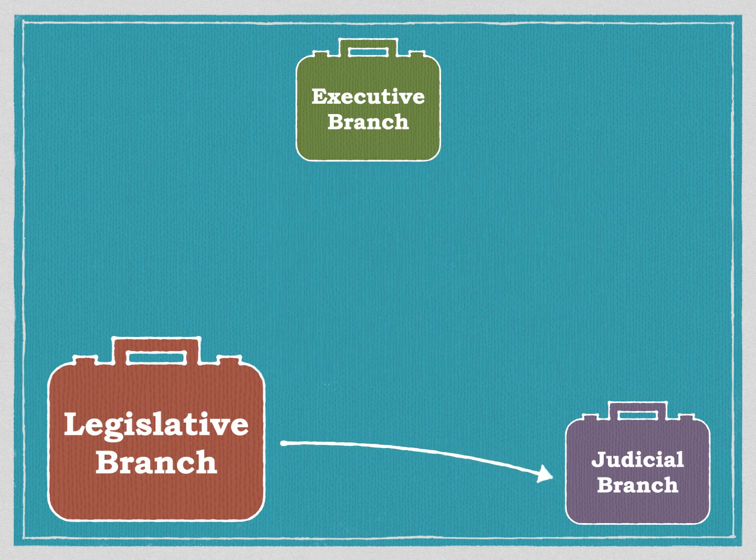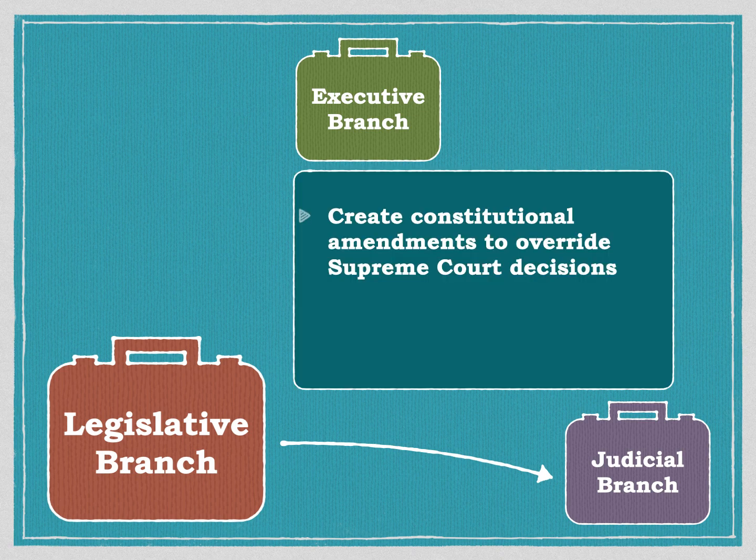Now, how the legislative branch interacts with the judicial branch. The legislative branch creates constitutional amendments sometimes that can override Supreme Court decisions. If the Supreme Court rules something unconstitutional, the legislative branch could get together and actually make it constitutional. Now, that would be very time-consuming. They'd have to get the majority of them to agree on it. And because of those two facts right there, it doesn't happen all that often.